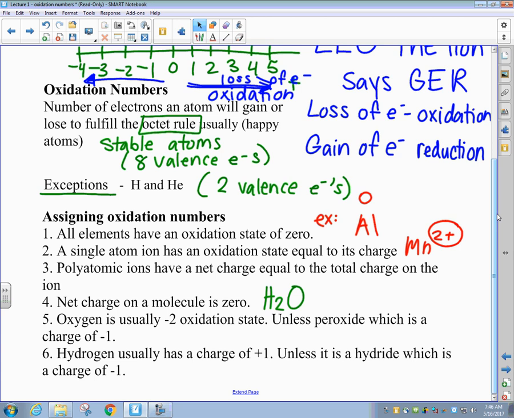Rule number 5 talks about oxygen. So again, almost always, oxygen is a -2 oxidation state. The only exception to that is if peroxide is involved. If there's peroxide, it's going to have a charge of -1. Remember from the fall that peroxide is a polyatomic ion where two atoms of oxygen are covalently bonded together, and overall the peroxide ion has a -2 charge.